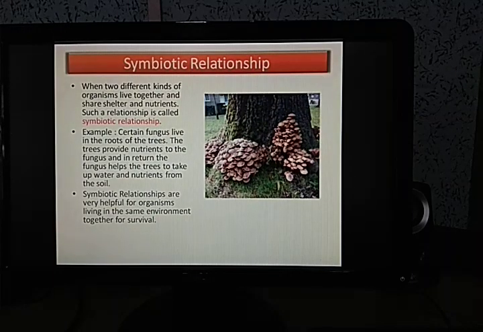Now this is one example. You can see some fungus on the tree. These are not in the roots but near the root level. So this fungus, most of the time we think that this fungus is a disease for the plants, but sometimes it may not be. It may be a symbiotic relationship.